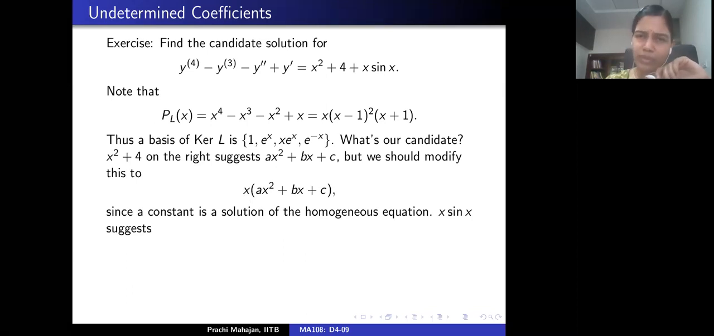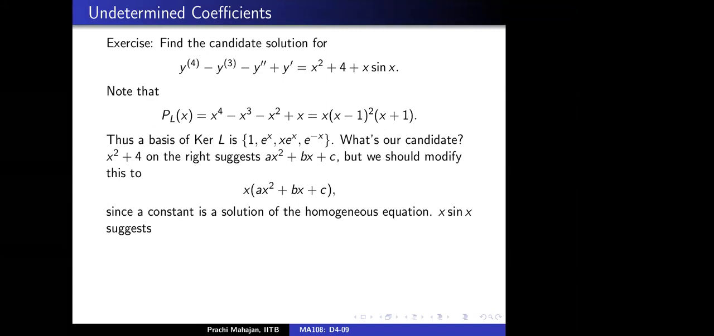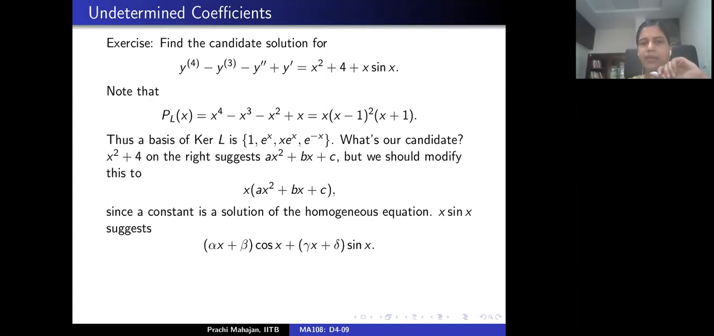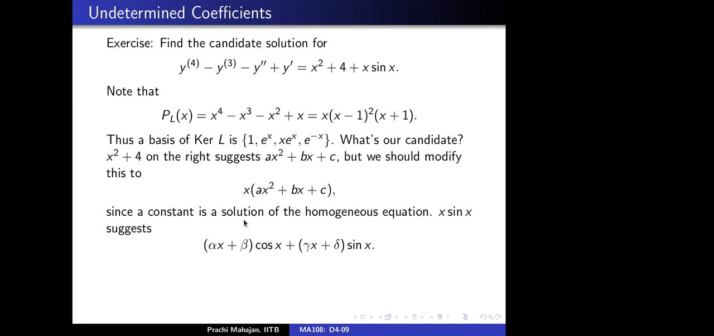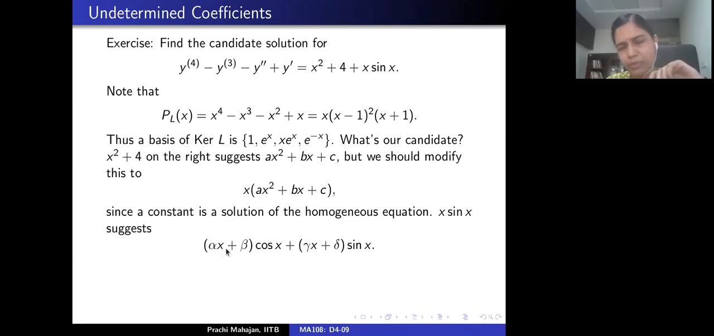And what do we do? How do we take care of x sin x? (Ax plus b) sin x plus (cx plus d) cos x? Ax plus b, yes. So why do we have an ax plus b here? x suggests I should have a generic linear polynomial, right? A degree 1 polynomial, which I'm writing as alpha x plus beta and gamma x plus delta, because a's and b's are already being used here. There's no reason for these two coefficients to be the same, right? So generic as far as possible.